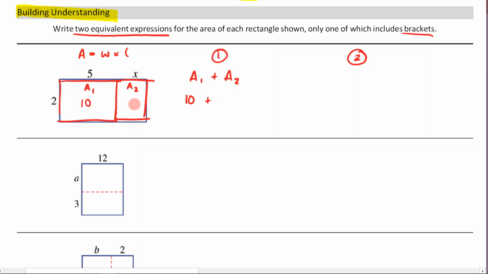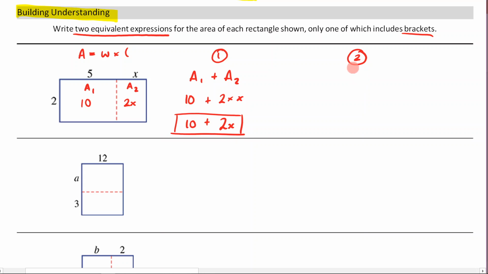To find what the area for A2 is going to be, let's just rub some stuff out here and have a nice good look. We know that the width of it is going to be X, and the length of it here, well, this is going to be the same as this. So that means it's going to be 2. So it's going to be 2 times X. And we know that 2 times X is just 2X. So that means our answer is going to be 10 plus 2X. So just to reiterate, the way that we did that is we found this section, then we found this section, and that gave us the area of this rectangle.